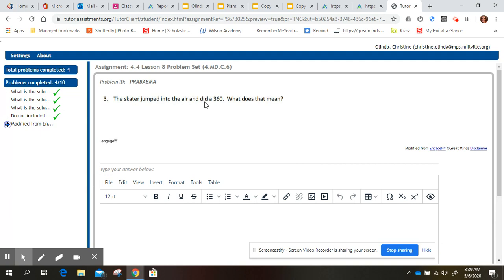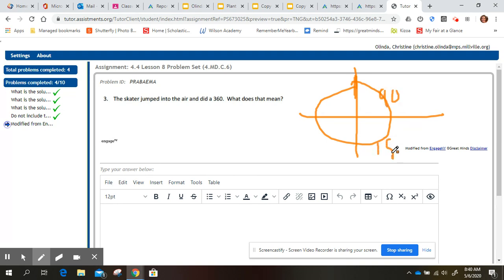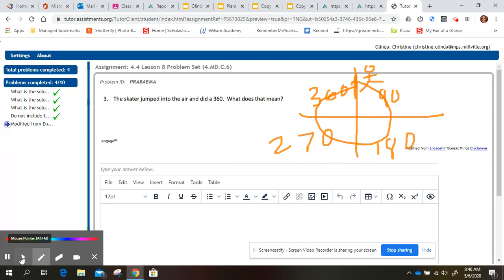The skater jumped in the air and did a 360. What does that mean? That might be something you already know, but if we're thinking about that and you start here, that's 90, 180, 270, 360. So if you are standing here on your skateboard and you jump and do a 360, that means you went all the way around in a circle.